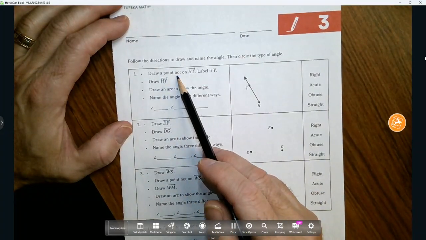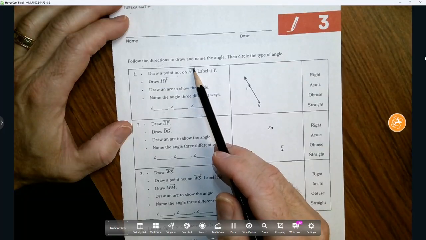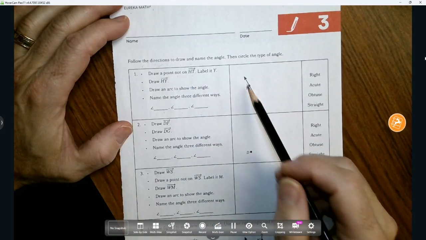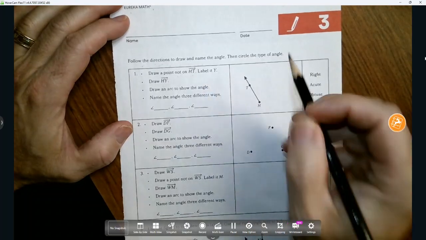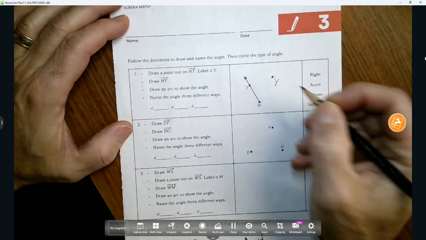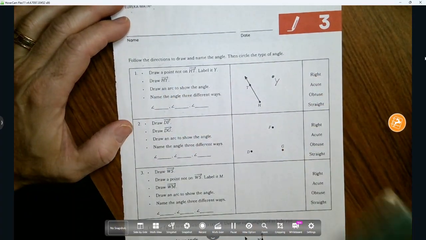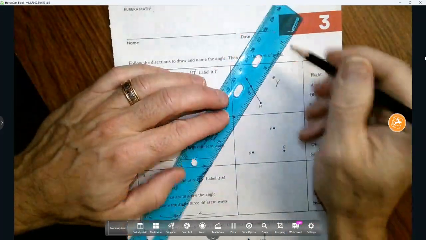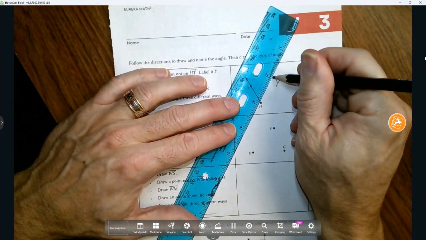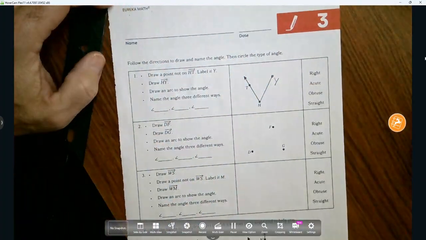Draw a point not on HT, right? So remember that means we're on a ray. That's our ray symbol. We have our ray over here. Label it Y. So let's just go over here, and we're going to say Y. Draw HY. If you have a ruler, you can use a ruler. If you don't, no big deal.